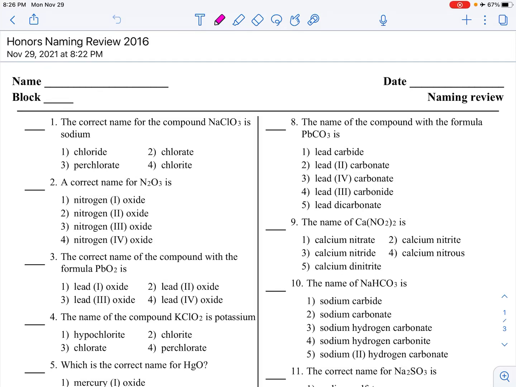Okay, welcome. This is some naming review. So let's make sure you've got your reference tables close by to help.